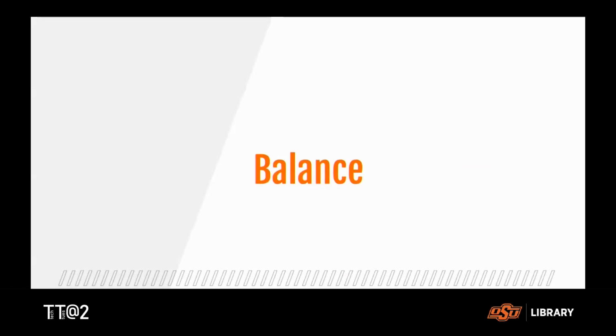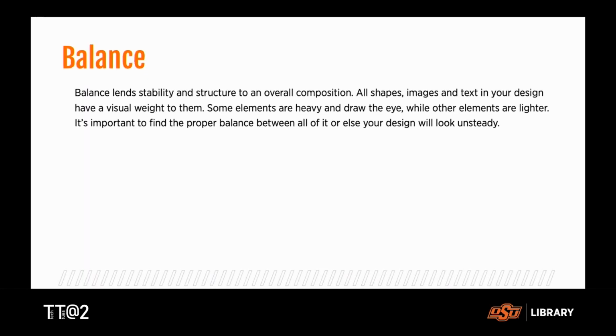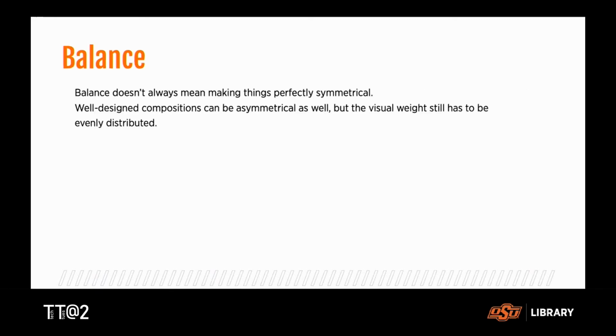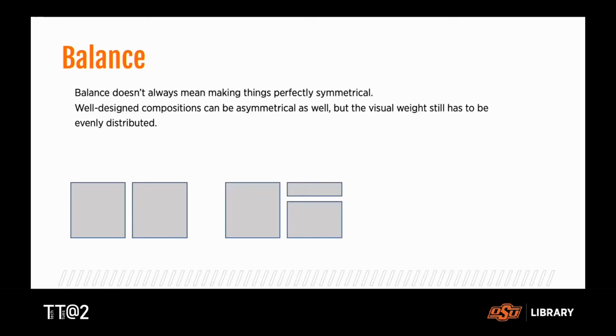So, balance. What is it? Balance lends stability and structure to an overall composition. All shapes, images, and text in your design have a visual weight to them. Some elements are heavy and draw the eye, while some elements are lighter. It's important to find proper balance between all of it, or else your design will look unsteady. Balance doesn't always mean making things perfectly symmetrical. Well-designed compositions can be asymmetrical as well, but the visual weight still has to be evenly distributed.